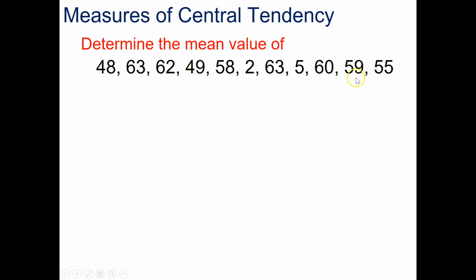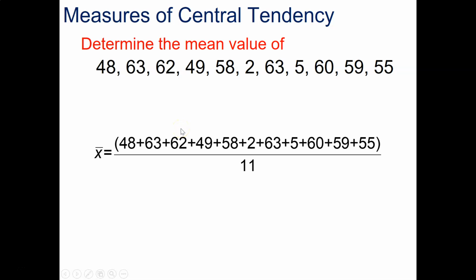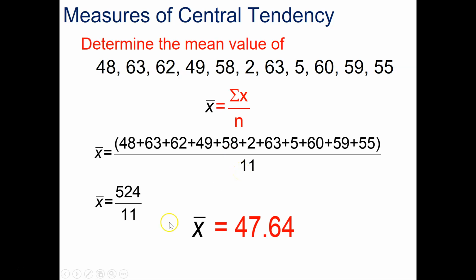Okay, so here we have a data set. We just want to calculate the mean of this. An example of that just shows adding up all of those numbers, and then there are 11 pieces of data there. There are 11 numbers there, so I take the sum of all those and divide by 11, and that gives me an average of 47.64.